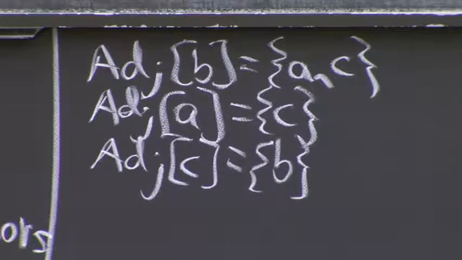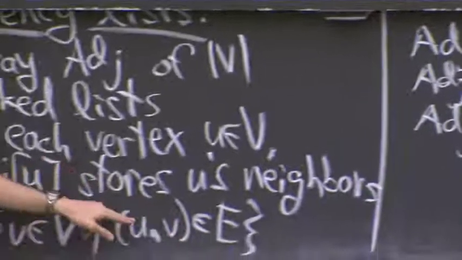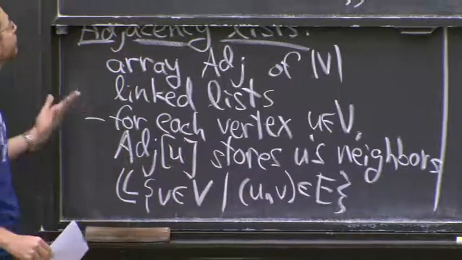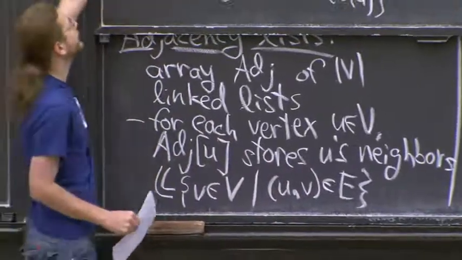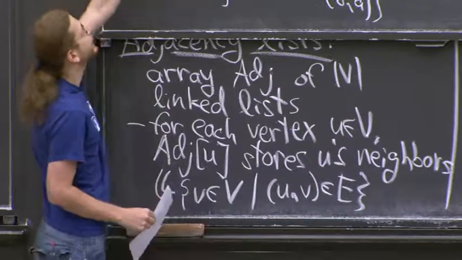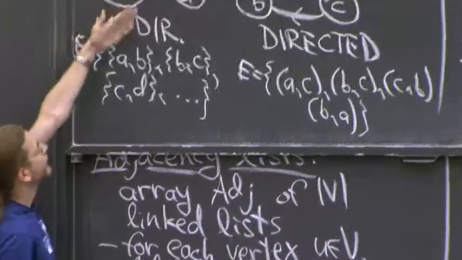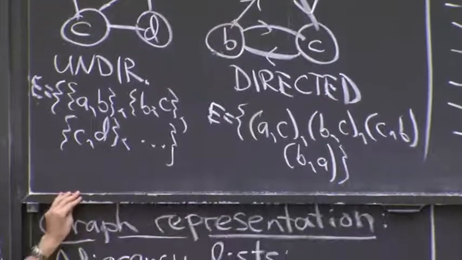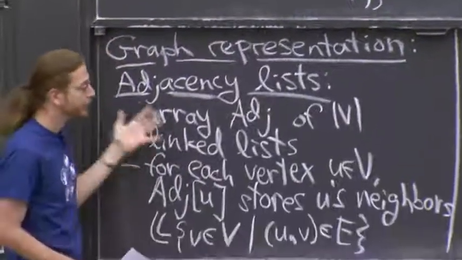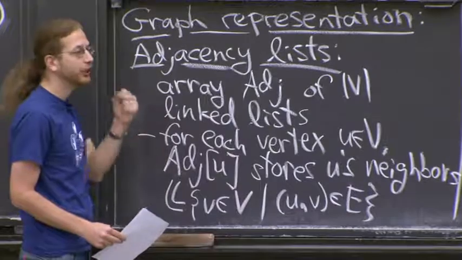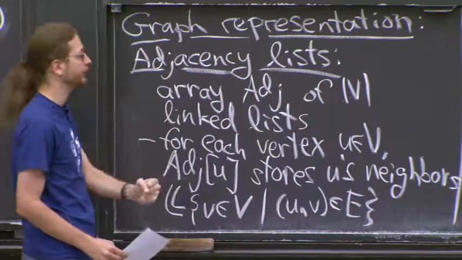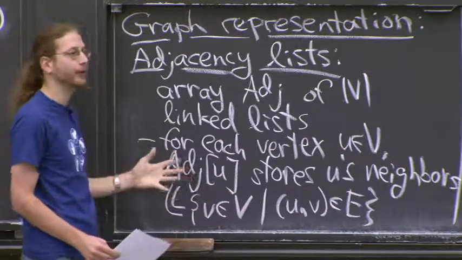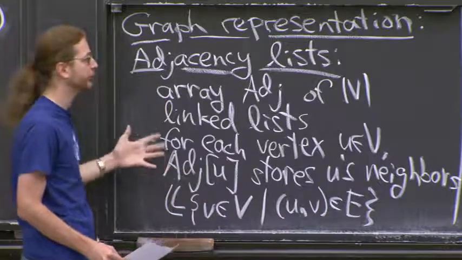For undirected graphs, you just put braces here, which means it's the same thing. For here, ADJ of c is going to be a, b, and d, because you can get in one step from c to a, from c to b, from c to d. For graph exploration problems, this is the representation you want, because you're at some vertex, you want to know where can I go next. And ADJ of that vertex tells you exactly where you can go next. So this is what you want.